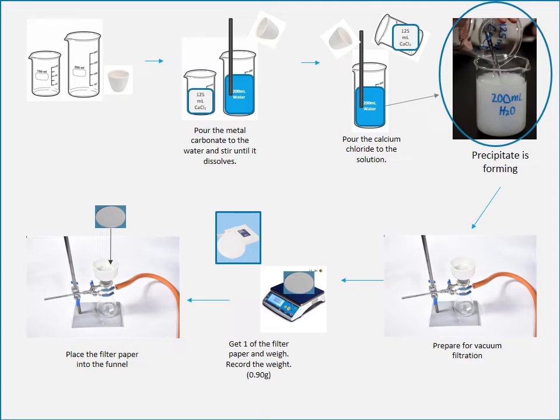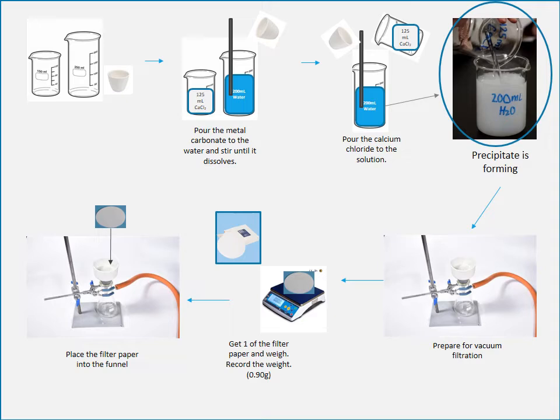Next, we are going to prepare for vacuum filtration. So we have to prepare the materials we need for vacuum filtration. We have the filter paper, the funnel, the conical flask, and then the vacuum, and also your stand, the one that is holding your conical flask and your funnel. So we can use the burette stand.